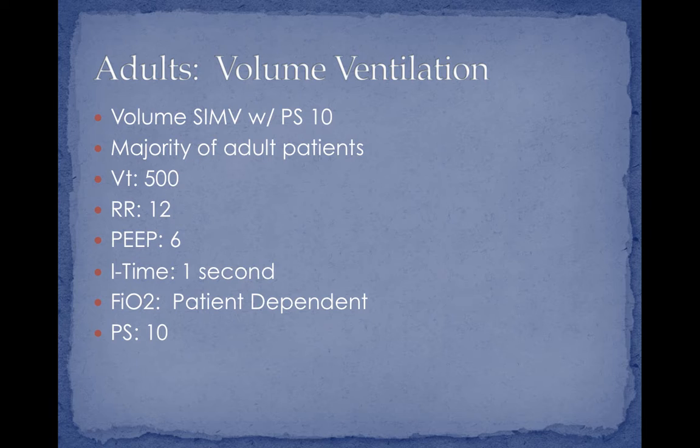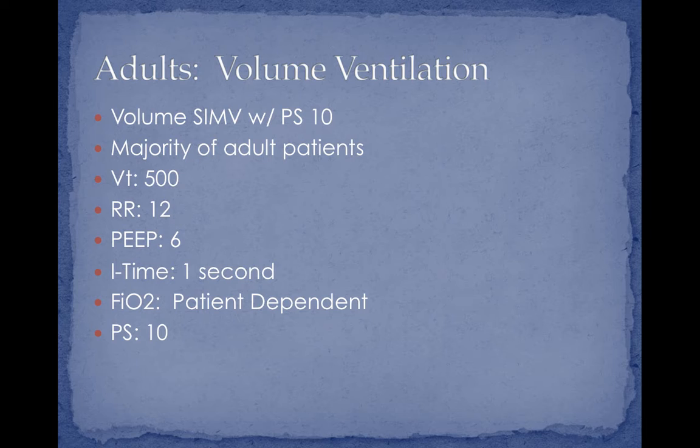But in volume SIMV, we're going to set a good tidal volume starting about 500 cc's. Remember, we're looking at about 6 to 8 cc's per kilogram of ideal body weight, so that might change a little bit, but 500 is a good safe jumping off point. Respiratory rate of about 12 is good. PEEP of 6 centimeters of water is a good place to start. And an inspiratory time of 1 second. That's a good place to start, allows for a good inhalation phase and a good long exhalation phase for the majority of these patients. That's wonderful.